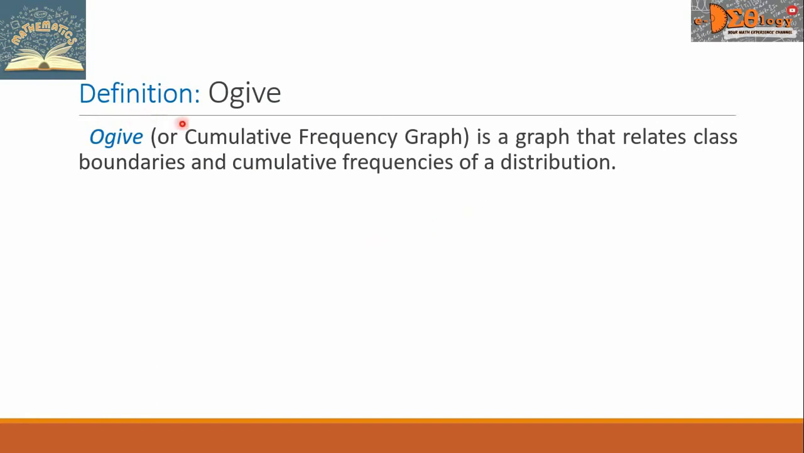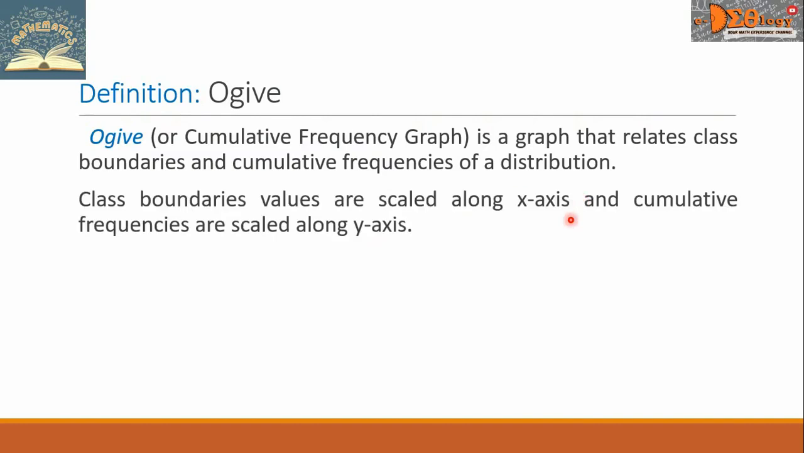Ogive, or cumulative frequency graph, is a graph that relates class boundaries and cumulative frequencies of a distribution. Class boundaries values are scaled along the x-axis and cumulative frequencies are scaled along the y-axis.